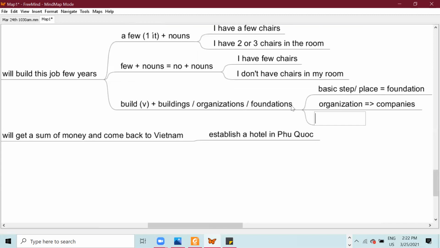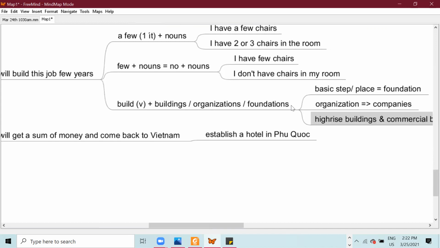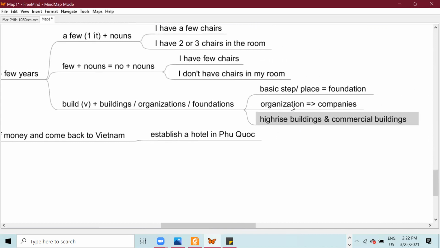And for buildings, of course, you can think of high-rise buildings, like landmarks in Vietnam, very beautiful, or Bitexco. Or you can think of commercial buildings like shopping malls, cinemas, TGV. They are very beautiful. They are very high, for example. They are called commercial buildings.